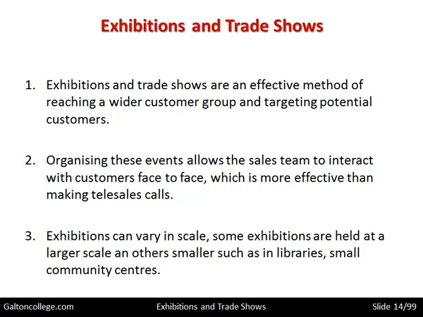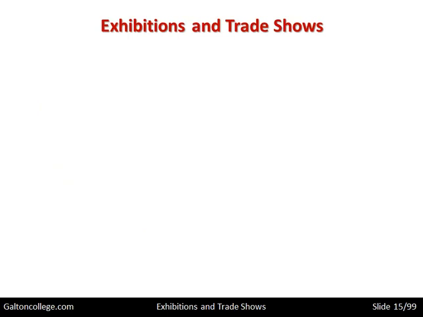Exhibitions can vary in scale. Some exhibitions are held in very large centres, some are smaller, and you can even get them in local halls or in local libraries or community centres. There could be an exhibition of something. Or you could get them on a grand scale at the National Indoor Arena or Earl's Court in London. You can get them in very big centres or you can get them in very small centres. Depends again on what the exhibition is trying to achieve and what it's doing.